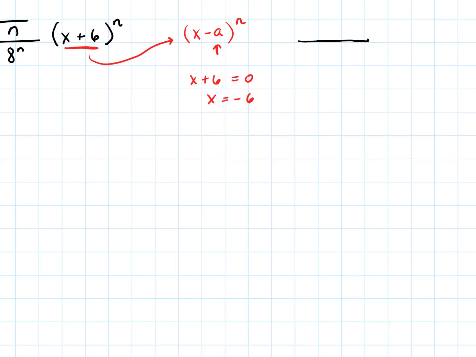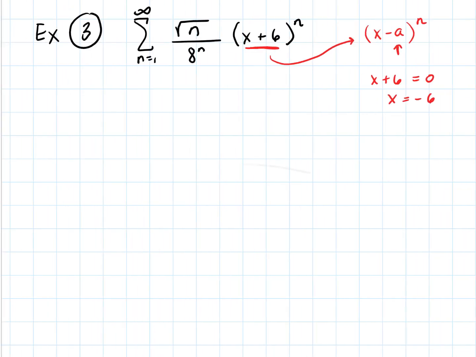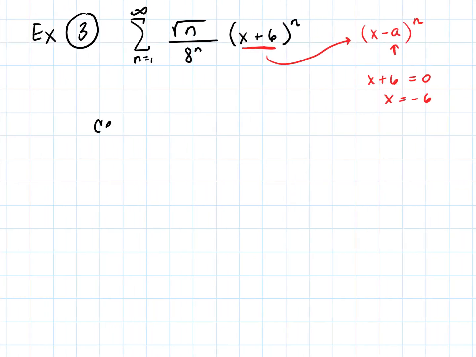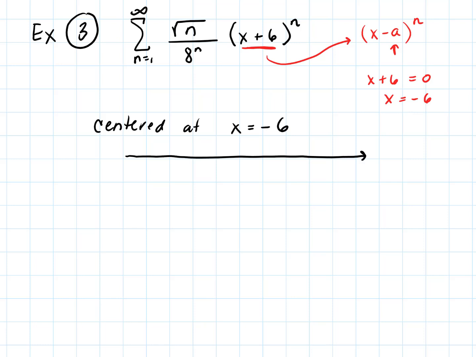So we are definitely centered at, I'm going to actually write it down here, x equals -6. And for a visual, if it helps, you could draw a number line and say, okay, here's -6. And we're trying to figure out how far to the left and to the right we can actually go from -6. What is our radius of convergence?